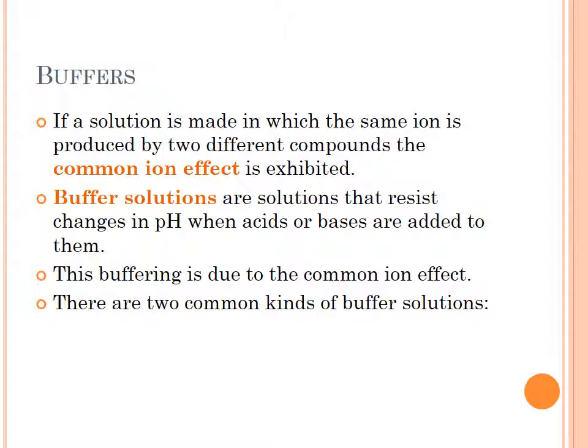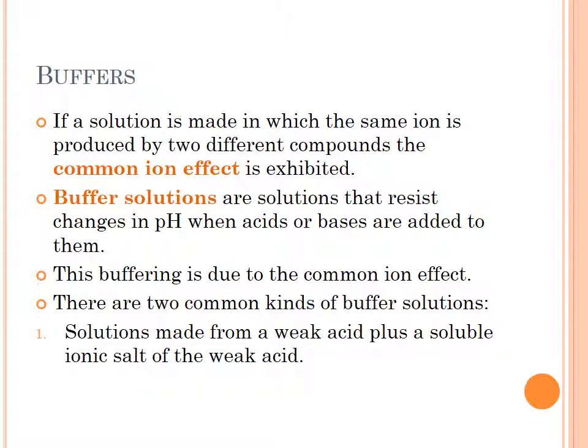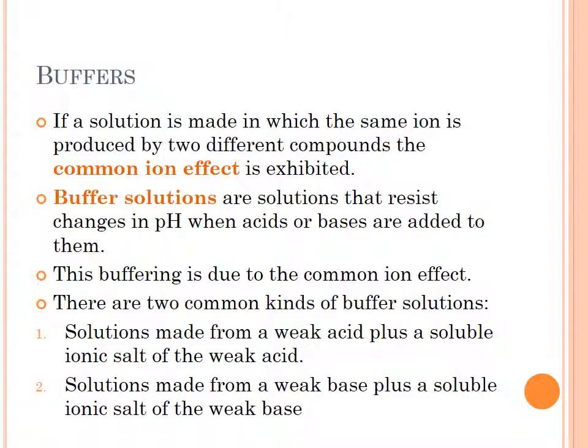There are two common kinds of buffer solutions. There are solutions made from a weak acid plus a soluble ionic salt of the weak acid, like acetic acid and then a salt of its conjugate base, sodium acetate. Or we have solutions based on a weak base, like ammonia, plus a soluble ionic salt of the weak base. So if the base is ammonia, we'd have an ammonium-containing salt like ammonium chloride.